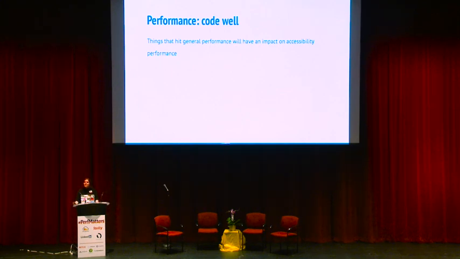What can we do as developers? I'm actually going to defer this to Kimberly and Marcy, who are going to focus much more on this in the next two talks. But quite simply, what we can do as developers in terms of performance is code well and code for performance. Almost all of the things that you do to look at performance in the browser at the moment will have a knock-on and positive effect for accessibility performance as well.